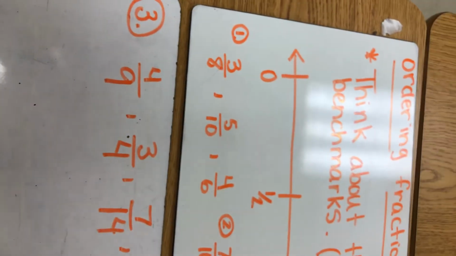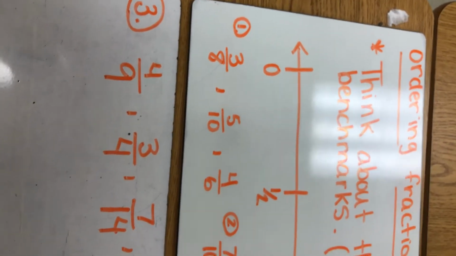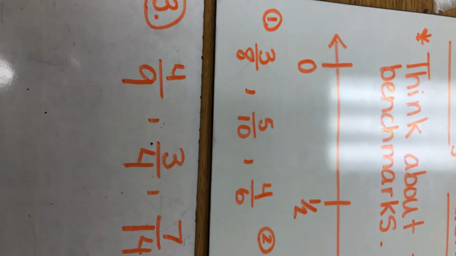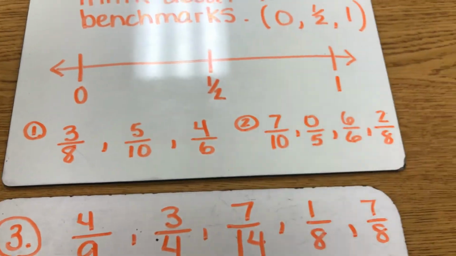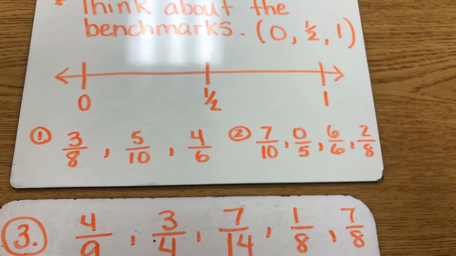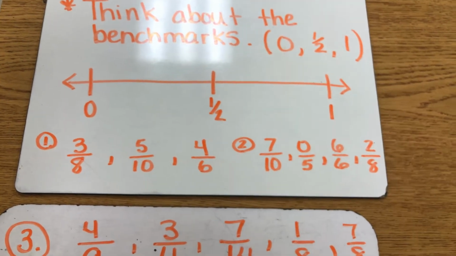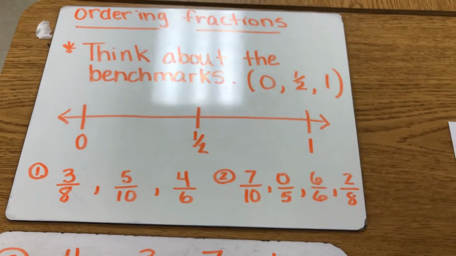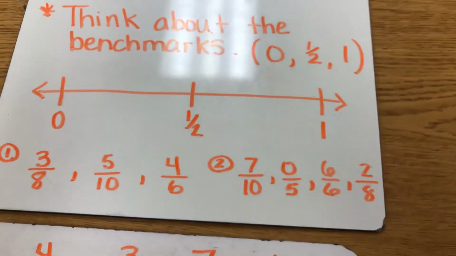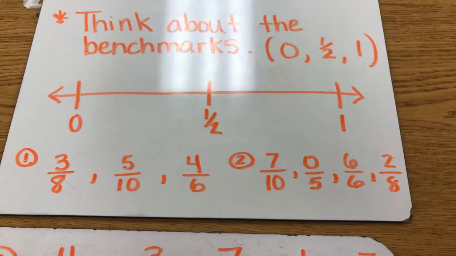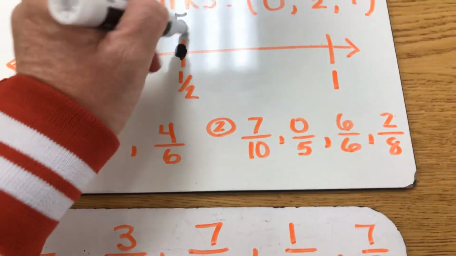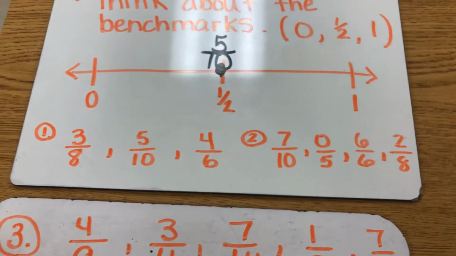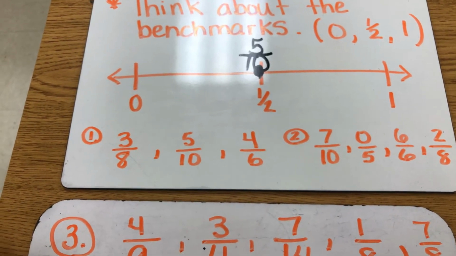When I look at these, I want to look, do any of them equal 0? That means they would have a 0 over the denominator. No. Do any of them equal 1? No, because that means they would have the same numerator and the same denominator. Do any of them equal a half? The answer to that would be yes. 5 is half of 10. Anytime your numerator is half of the denominator, it equals half. So I'm going to put 5/10 right there, okay? Then I'm going to look at 3/8 and 4/6.